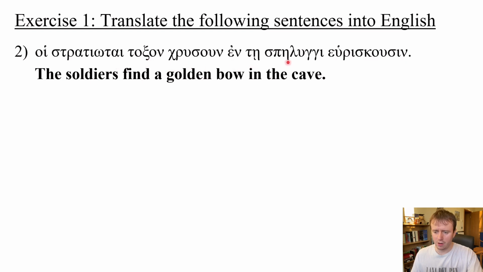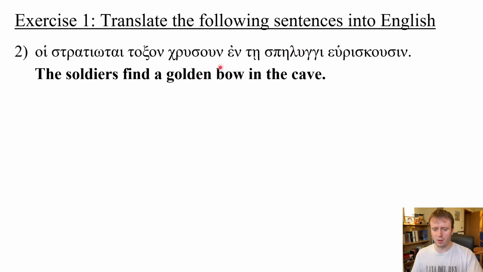So a golden bow is going to be the direct object. En te spelungi means in the cave. Spelunx is a 3a noun meaning cave. And heuriskousin means they find. We know who that they refers to, namely the soldiers. So this was the soldiers find a golden bow in the cave.